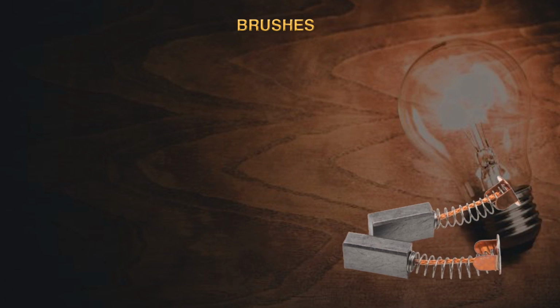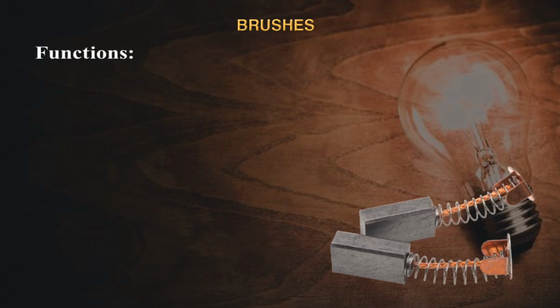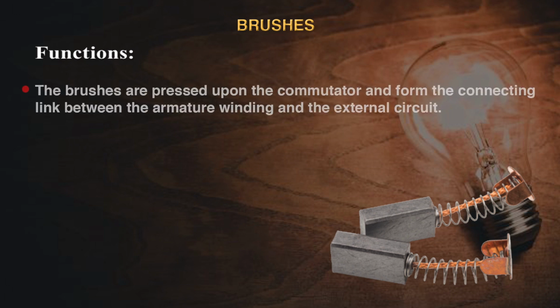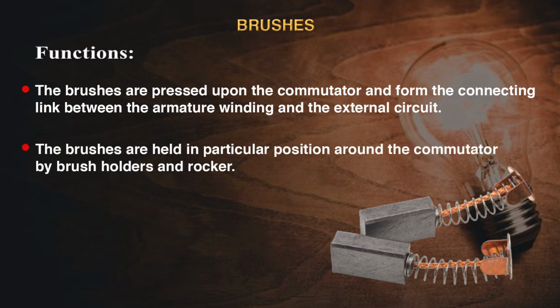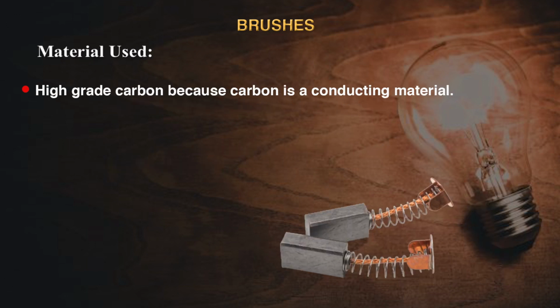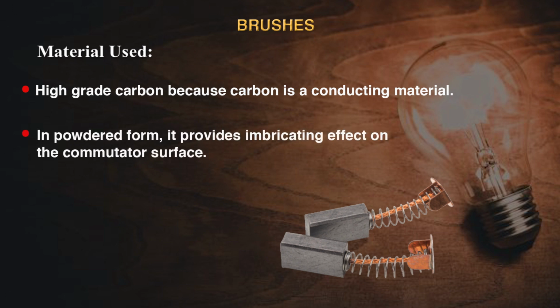Next part of the DC machine is brushes. So we have to understand what are the functions of the brushes. The brushes are pressed upon the commutator and form the connecting link between the armature winding and the external circuit. The brushes are held in particular position around the commutator by brush holders and rocker. The brushes are usually made of high grade carbon because carbon is a conducting material and at the same time in powdered form it provides a lubricating effect on the commutator surface.